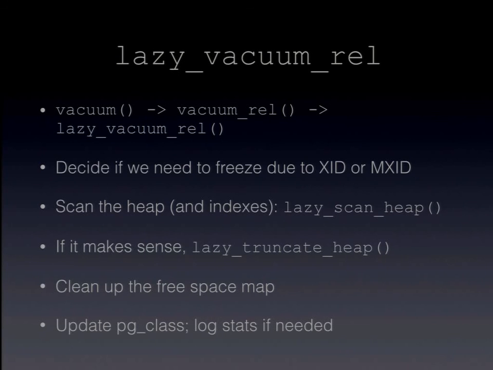If it makes sense, if we have freed up enough pages at the end of the table, it will try and actually shrink the table on disk. It cleans up the free space map, and finally it'll update PG class with, at a minimum, the row count. If it is a freeze vacuum, it'll update those columns as well.